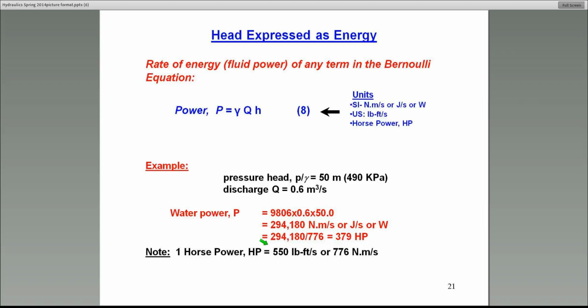Somebody has a question here. It says, what is 9806? Well, that's gamma, the specific weight of water. Remember I said in this equation you have gamma QH. Gamma is the specific weight of water, which is density times g, acceleration due to gravity. And for SI units, gamma is equal to the density of water, which is 1,000 kilograms per meter cubed, times g, which is 9.806. So if you multiply the two, you'll get 9806. Okay, that's the gamma of water.